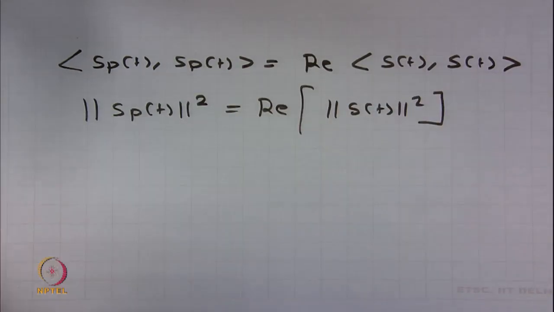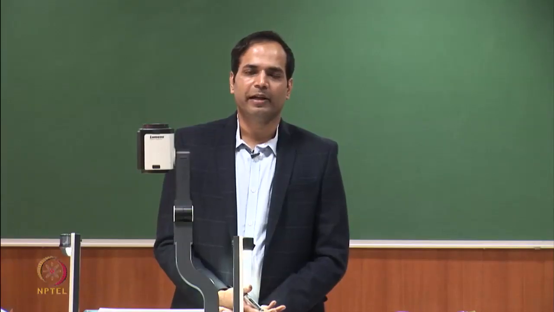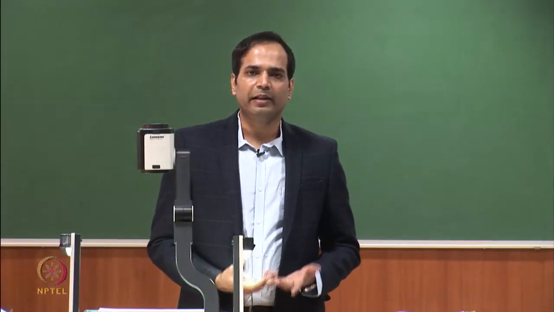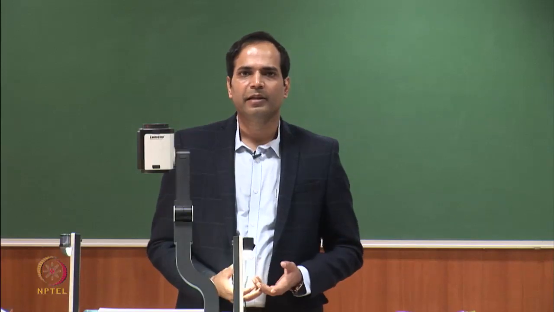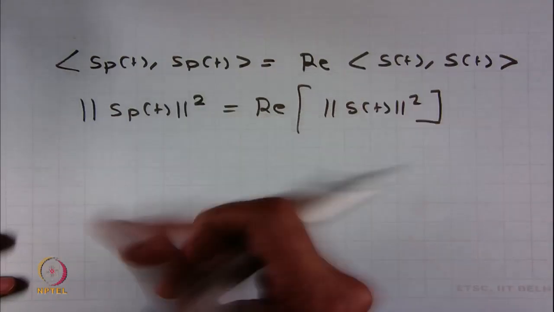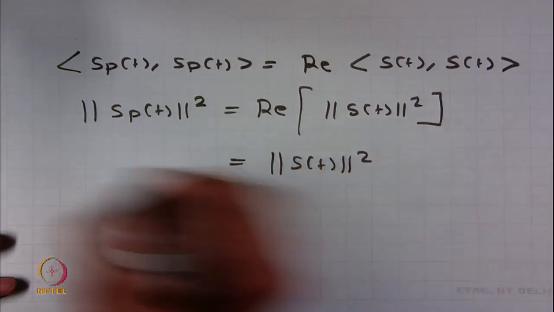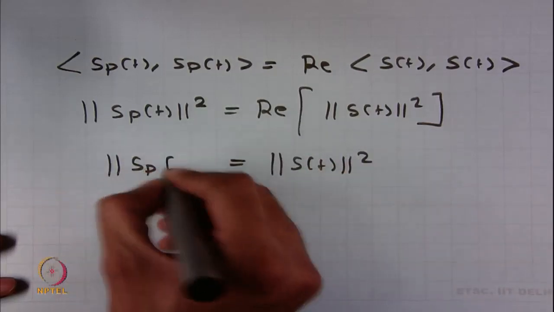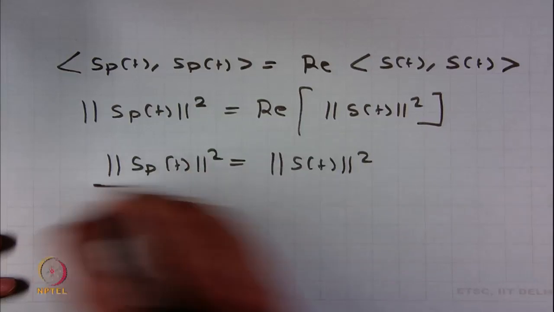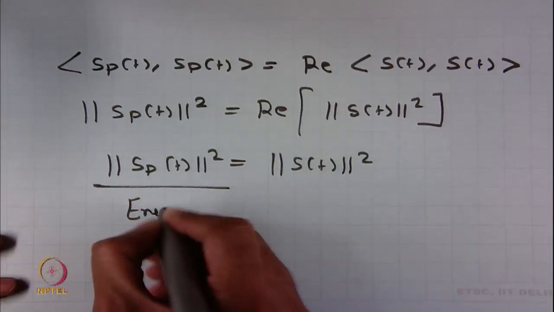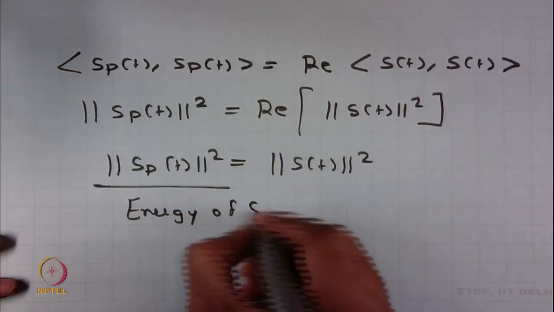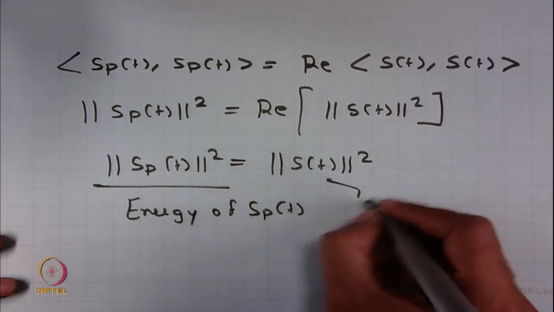And amazingly, the norm is a real quantity, right, because the norm denotes the length of a signal, and length is a real quantity. So, this is a real quantity anyway. So, taking the real part does not mean anything. So, I can simply write this as the norm of s(t) squared. So, this is the energy of s_p(t) and this is the energy of s(t).